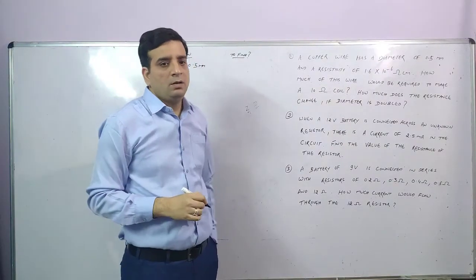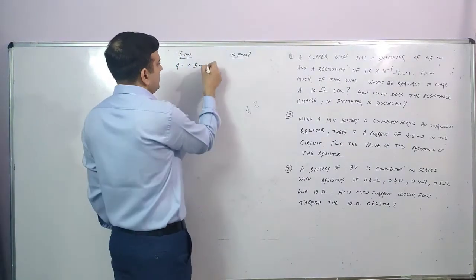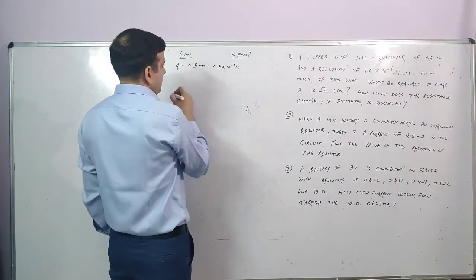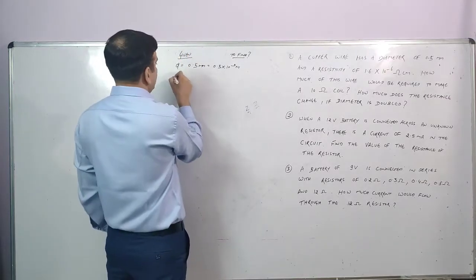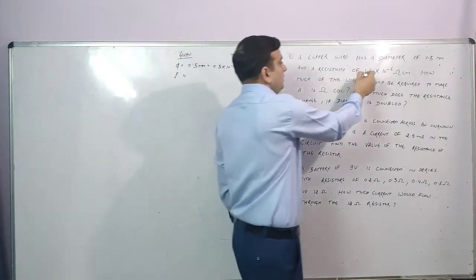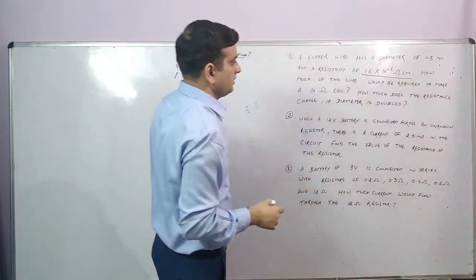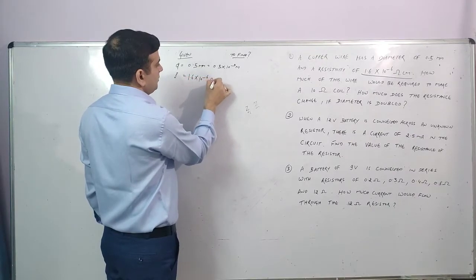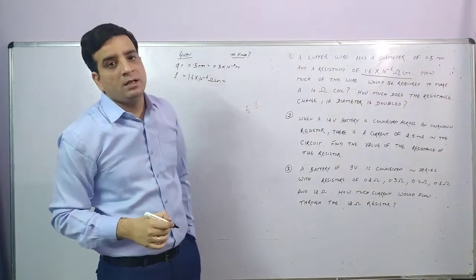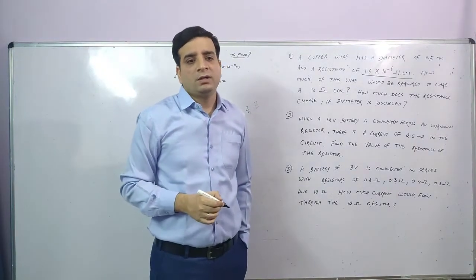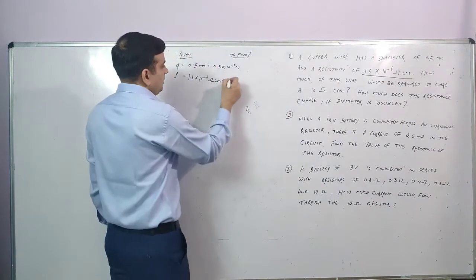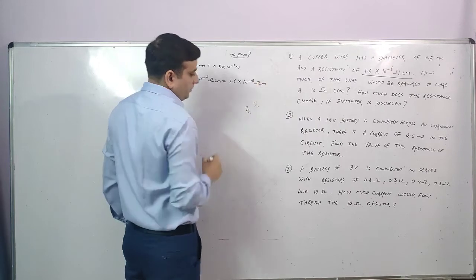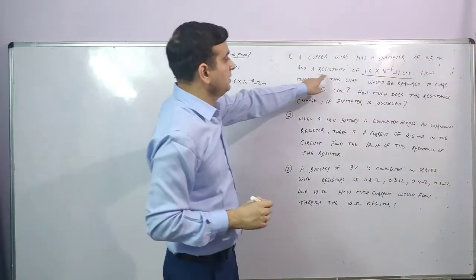So diameter is given 0.5 millimeter. First convert it into meter: 0.5 into 10 raised to power minus 3 meter. Next, a resistivity of 1.6 into 10 raised to power minus 6 ohm centimeter. It is given in centimeter, so first we have to convert that into meter. So it will be 1.6 into 10 raised to power minus 8 ohm meter. This is given in the second line.